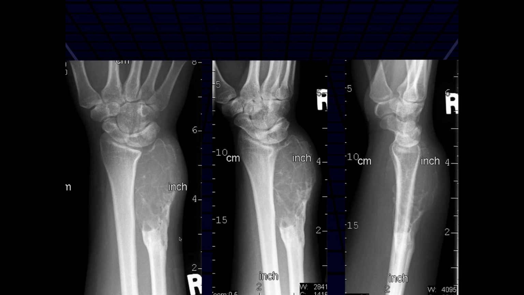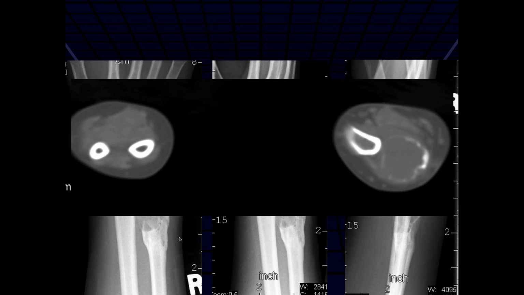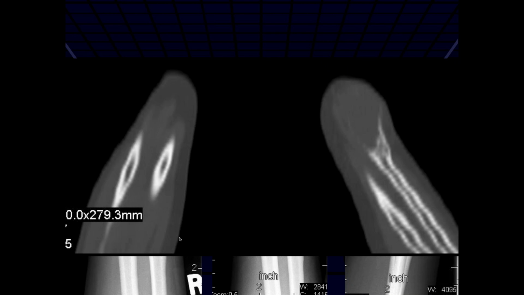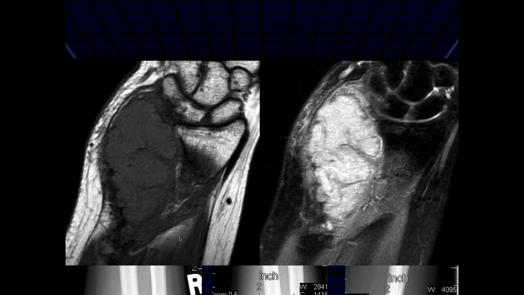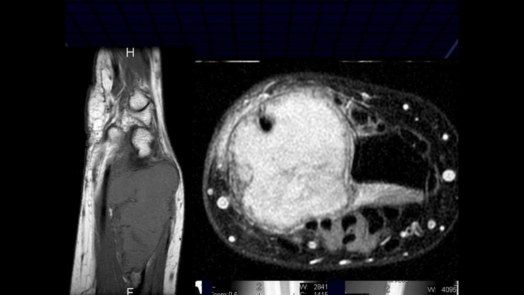Okay. Ashley, what do you think of this one? Here you see a well-defined lytic lesion involving the distal ulna, and I think it's pretty expansile. I think the cortex is intact. I'd like to get some three-dimensional imaging here. Okay, yeah, it looks like the cortex is intact. It's pretty expansile. It's another giant cell tumor, I'm guessing. Yeah, looks pretty well defined.